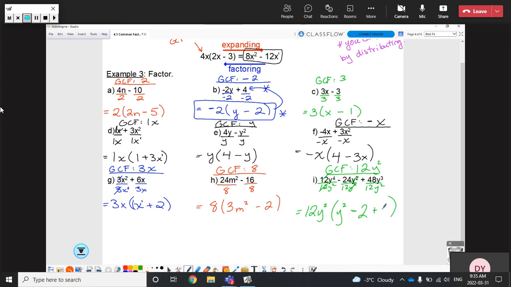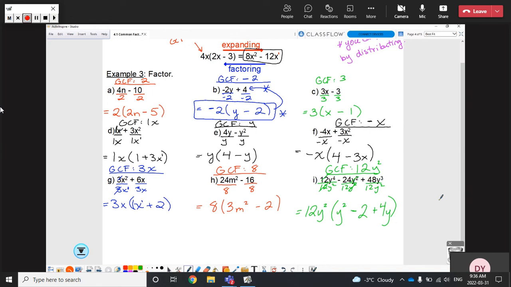Lastly, 48 divided by 12 is 4. And then y to the 3 divided by y to the 2, we subtract those exponents. We get y to the 1. Any questions?